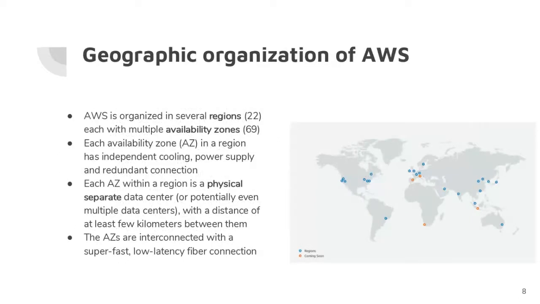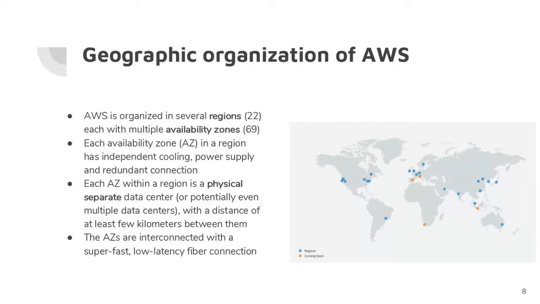So here's for example how AWS is organized. So they have several regions across the globe, especially with European regulation. Often it's required that your data is stored within Europe. So they have a big region in Ireland.